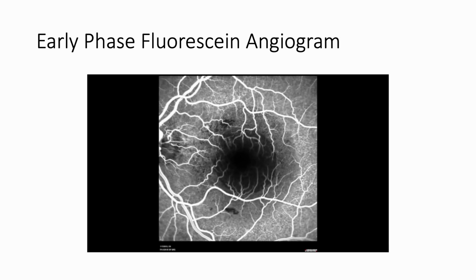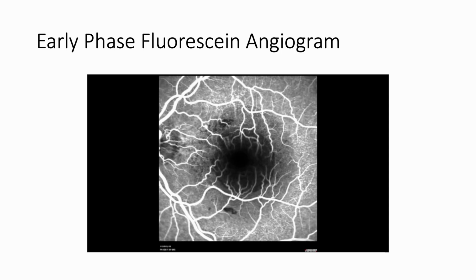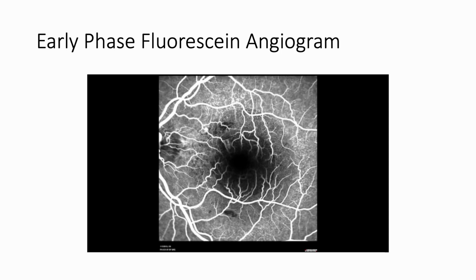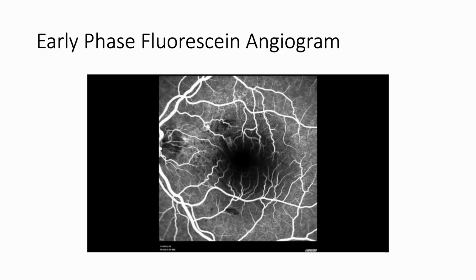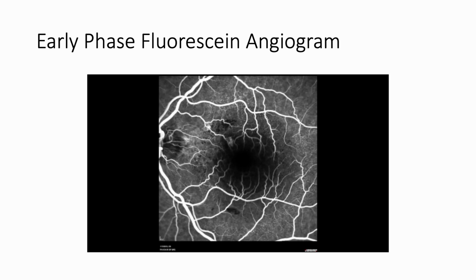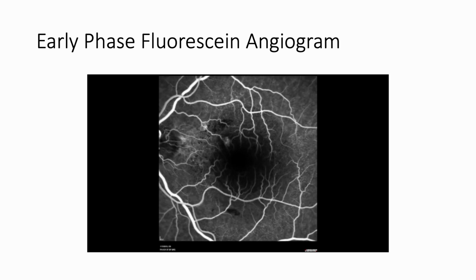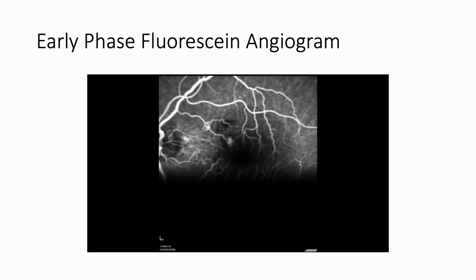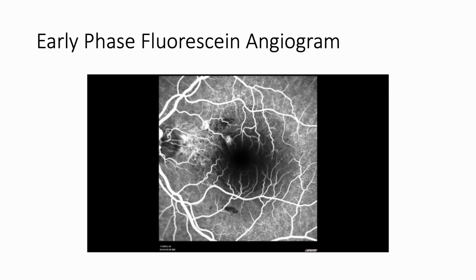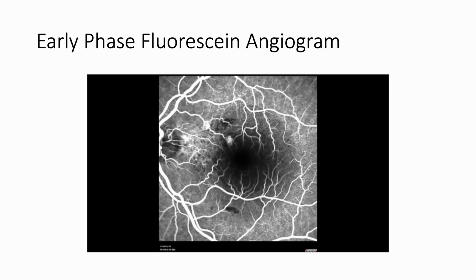Supranasal to the fovea and within the area of the pigment epithelial detachment, there are circular hyperfluorescent lesions that appear and then slowly leak as the angiogram goes on. These indicate the areas of the polypoidal lesions.